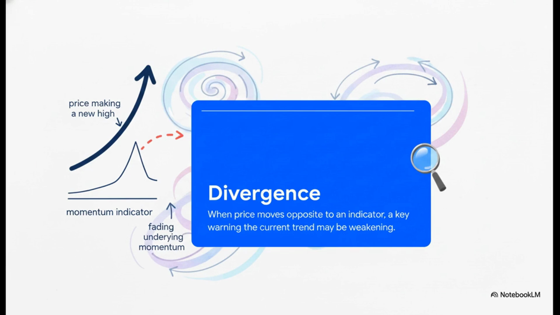It's when the price chart is telling you one story, but your momentum indicator is telling you a completely different one. For instance, the price might be pushing up to make a brand new high, but the indicator is actually making a lower high. It's a disconnect, a disagreement. And that disagreement is a huge clue that the momentum behind the trend is starting to fade.